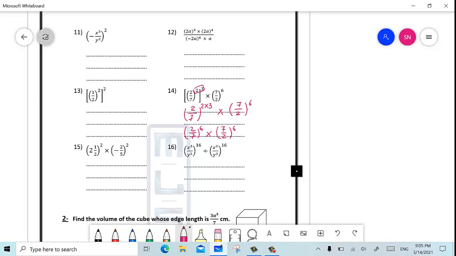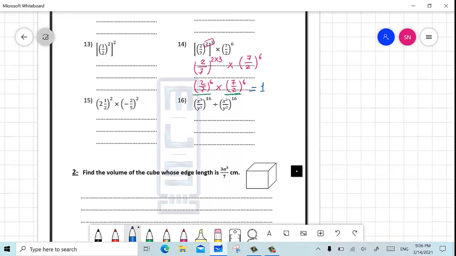By having a closer look here, I will see that the two numbers are the multiplicative inverse of each other. So simply, my answer is going to be 1. Because I know that any number multiplied by its multiplicative inverse, the answer is going to be 1. And let's go now for number 16.